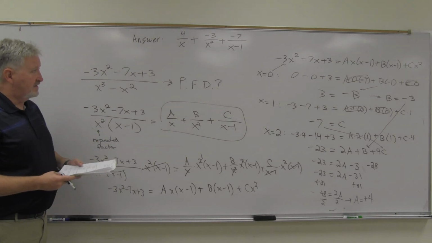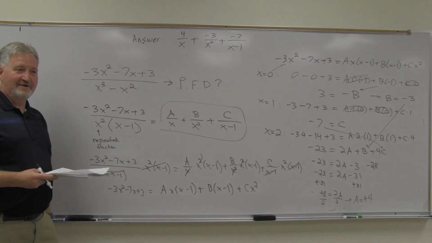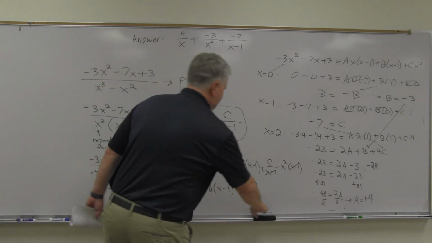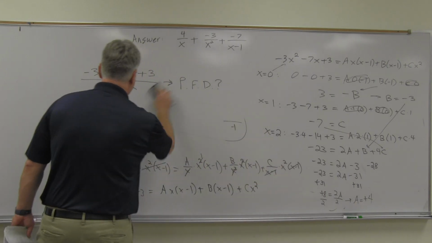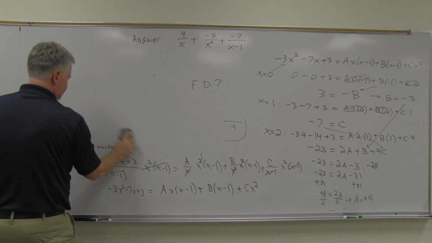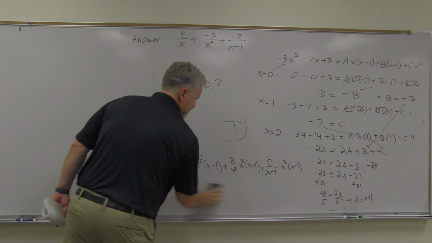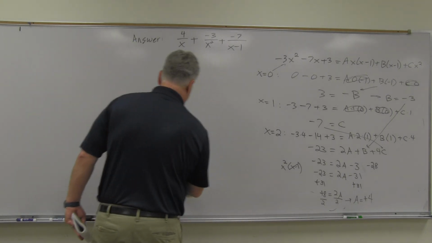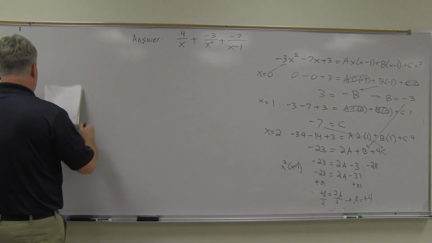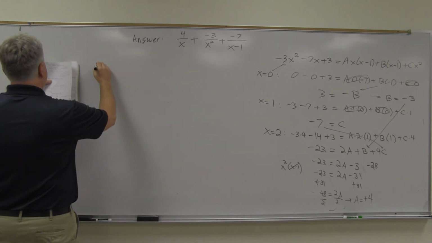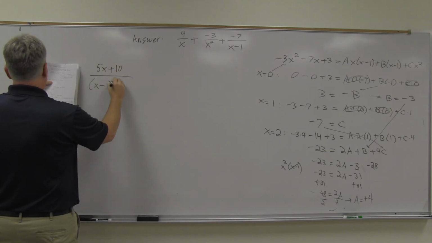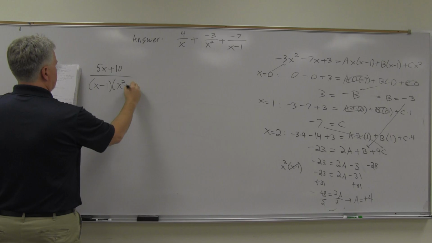Just enough time, I think, hopefully anyway, for one more. One more little quirk. All right, so 5x plus 10 over x minus 1 times x squared plus 4.